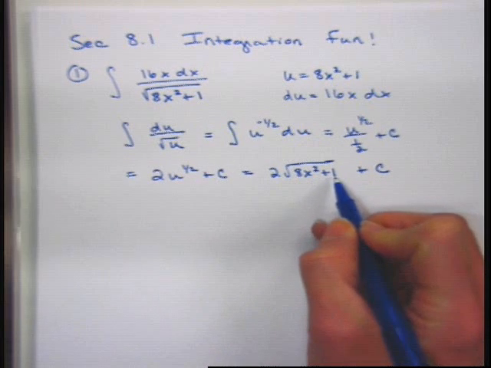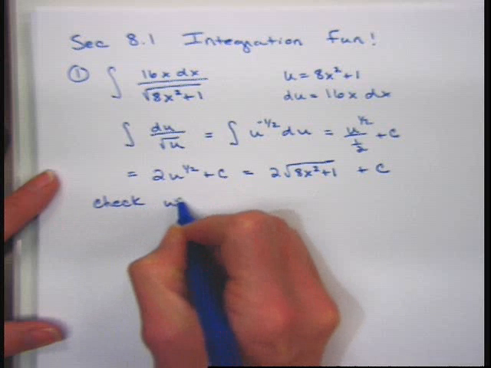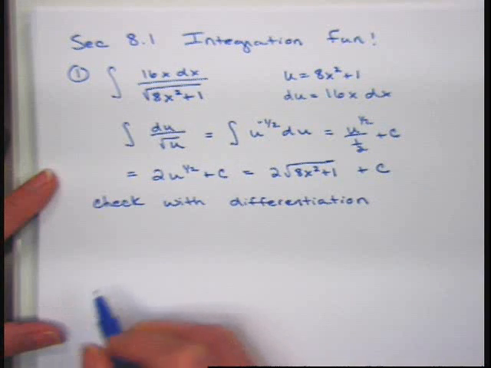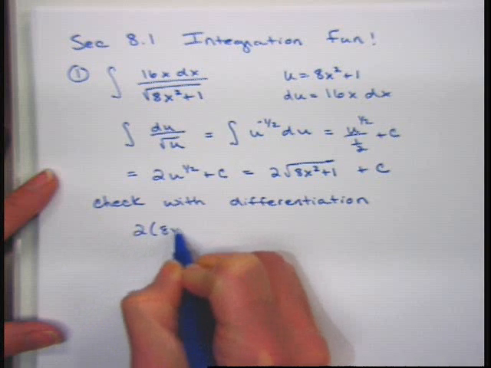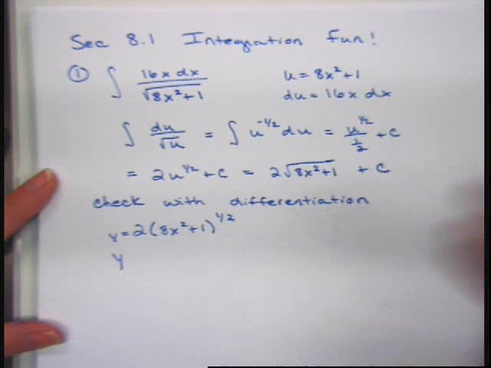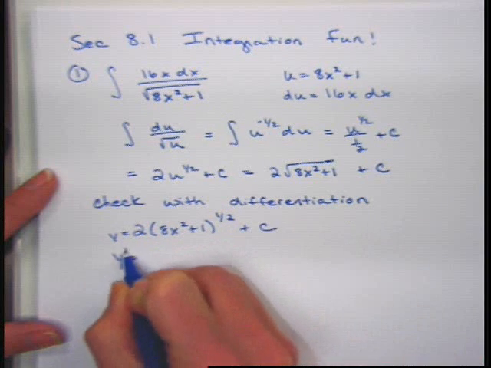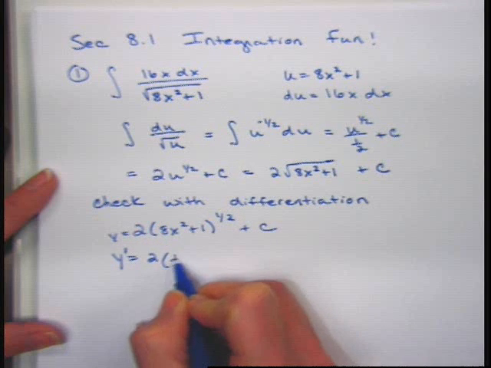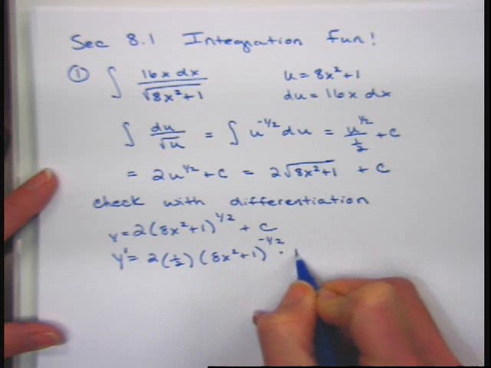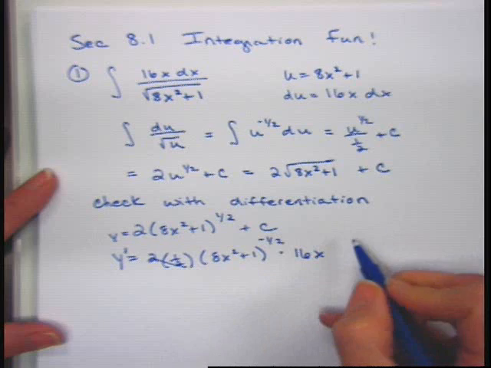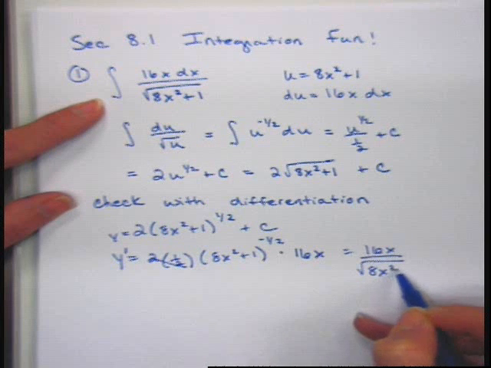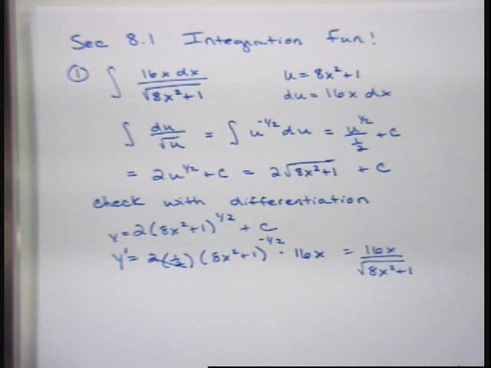If I differentiate this, I should get back to the integrand. I'd write it like that first. If that were y, the derivative of the plus c is just 0. So y prime, the 2 will tag along, the 1/2 will come in front. I'll do 8x squared plus 1 to the 1/2 minus 1, which is negative 1/2, times the derivative of the inside, which is 16x. So those 2's cancel, and I get exactly what my integrand was, 16x over the square root of 8x squared plus 1. All of these problems are self-checking, so that's kind of fun.